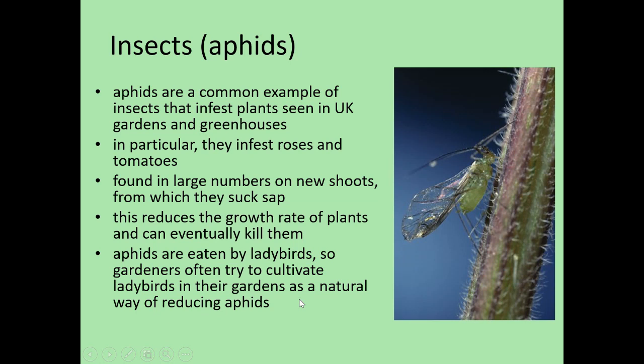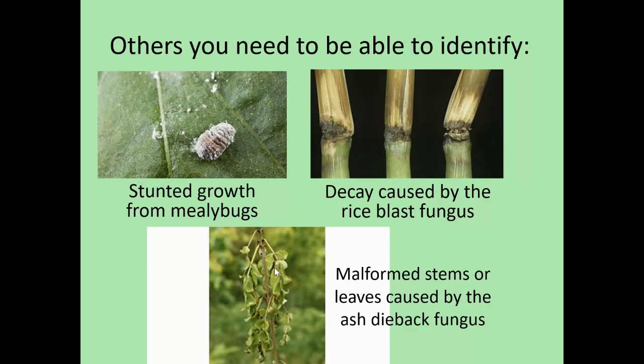And so a gardener will often try to cultivate ladybirds in their gardens, and it can be used as a natural way to reduce aphids. So, the more ladybirds you have in your garden, the fewer aphids you have, and therefore, hopefully, the less plant death you're going to have. This is called a biological pesticide, using a biological creature like a ladybird to kill and eat the aphids. So, those are the three there.